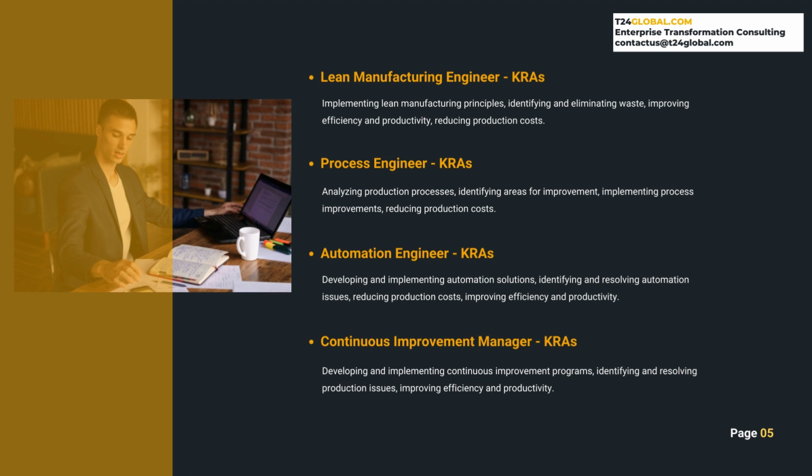Process engineer. The process engineer is responsible for analyzing production processes, identifying areas for improvement, implementing process improvements, and reducing production costs. KPIs for process engineers include process cycle time, process efficiency, and production output. People who report to process engineers include production supervisors and machine operators. Some of the tools and technologies used by process engineers include process simulation software, statistical process control, that is SPC, software, and design of experiments, that is DOE, tools.